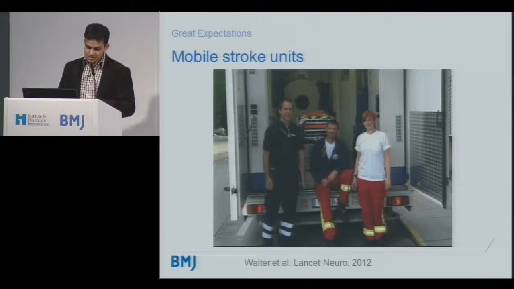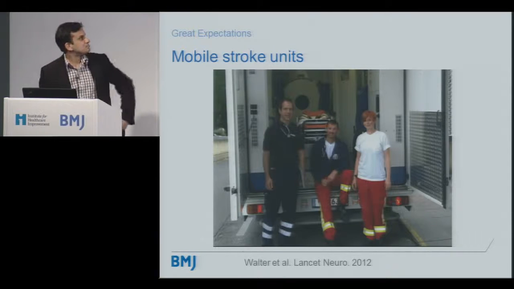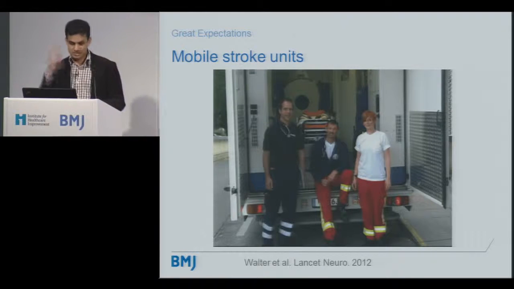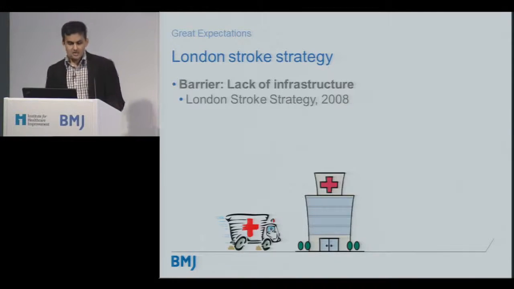And this is what one looks like. It's a lot like an ambulance, except probably a lot heavier. You can see that at the back there, that's the CT scanner. I think it only fits the head. And they go around and do the scan and take people to hospital at the same time. So we can go even earlier.